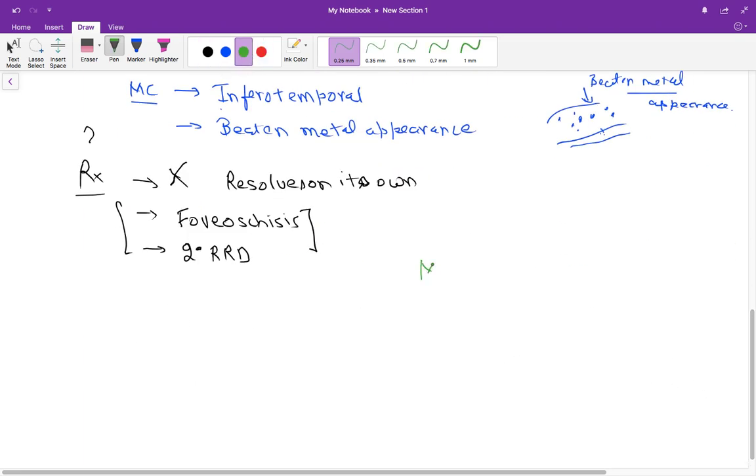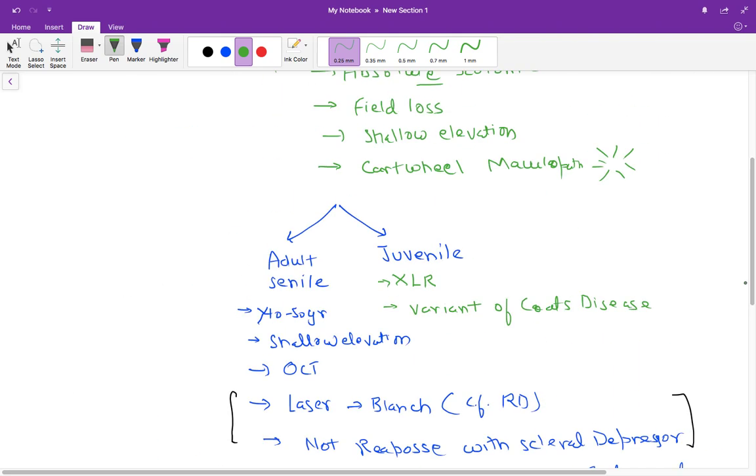One important question that can be asked in this topic is that the risk factor for retinoschisis is high myopia, because in high myopia there is stretching of the retina. So these are some important points regarding retinoschisis.